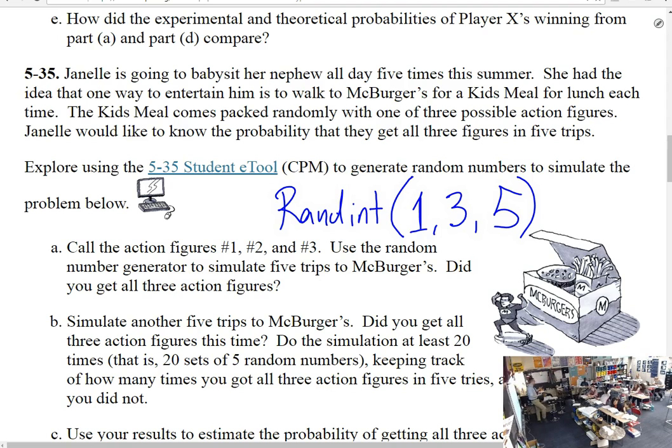Did anybody get all 3? What'd you guys get? 2 1s, 2 3s, and a 2. Kate? 2 1s, 2 2s. Interesting. So we're gonna pick this up tomorrow and talk about how randomly generated numbers work.